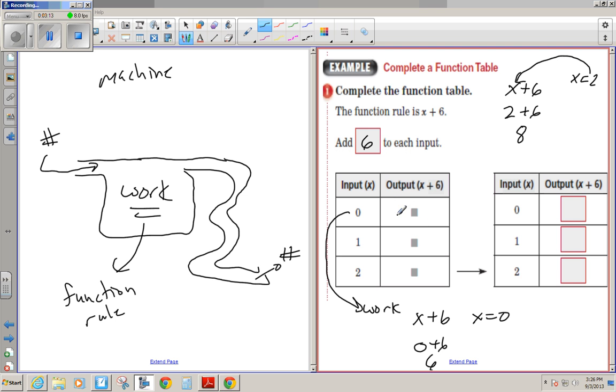All right, let's keep going here. So like here we did 0 plus 6, and we got 8. Here it's 1 plus 6, and we got... Oh, I'm sorry, not 8. I got a little ahead of myself here. 0 plus 6 is not 8. 0 plus 6 is 6. 1 plus 6 is 7. And 2 plus 6 is 8. So this right here is where you're putting the input.